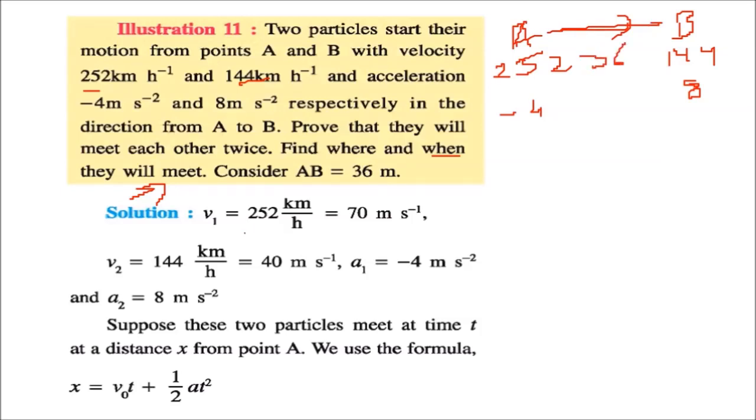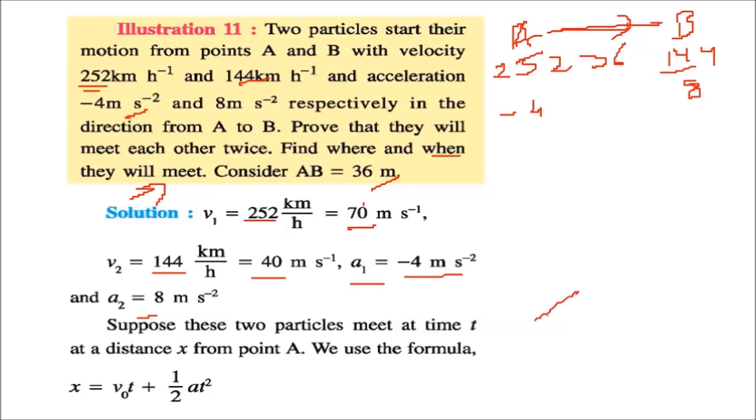Okay. Let us convert the units, because acceleration is in meter per second square and distance is in meter. Let us convert 252 into meter per second: multiply 252 by 5 by 18, you get 70. Again, converting 144 by 5 by 18, you get 40. These are the speeds in meter per second. Acceleration a1 for the first one is minus 4, the second one is 8.